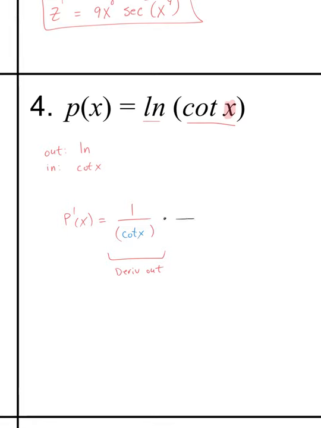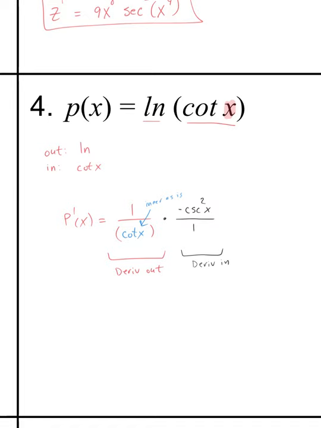Make everything a fraction now. Oops. This is the inner as is. Now let's multiply everything by the derivative of the inner, the cotangent of x, and that is negative cosecant squared of x. And we just put it over 1. So this is the derivative of the inner. So there you have all three parts. The derivative of the outer is 1 over something. The inner as is, the cotangent of x. The derivative of the inner is negative cosecant squared of x.